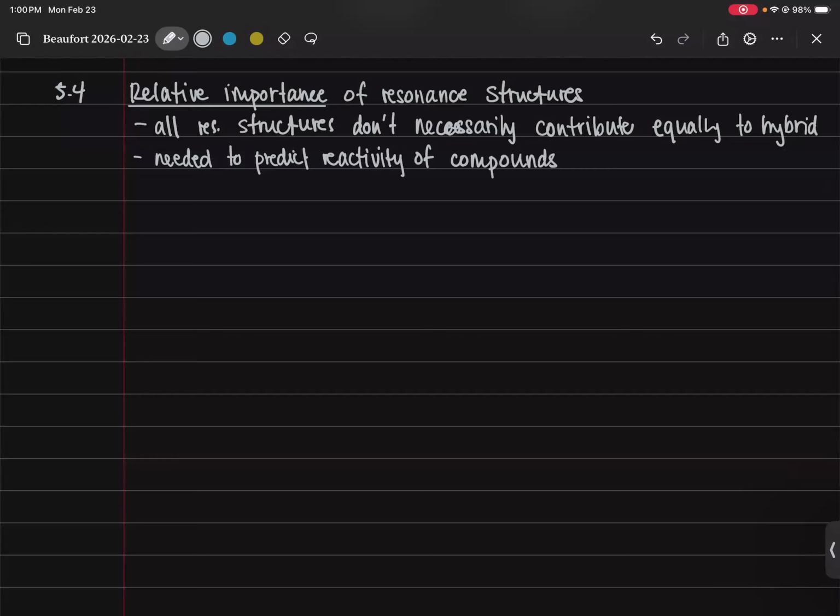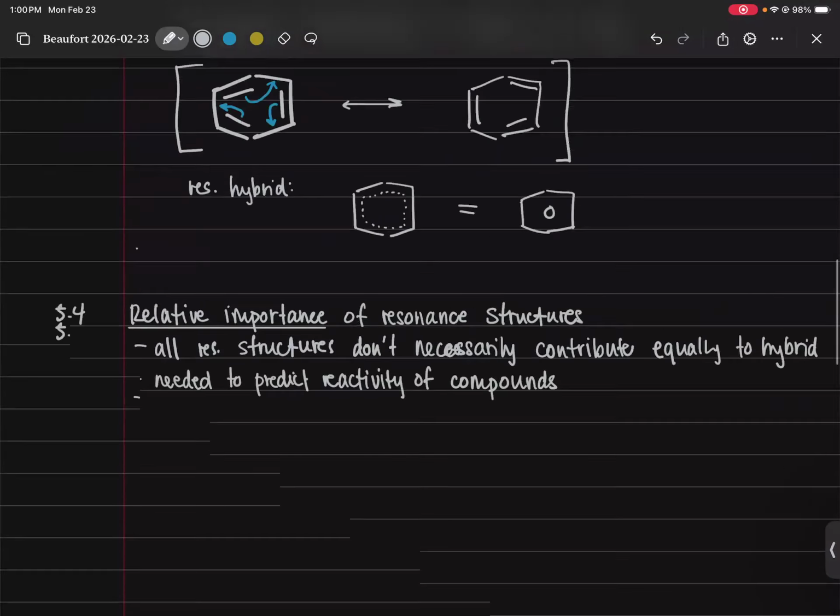And if we can figure out which resonance structures are better than others, we can see where the electrons are in the molecule. And then that's going to tell us which position is going to react with which other position and so on.